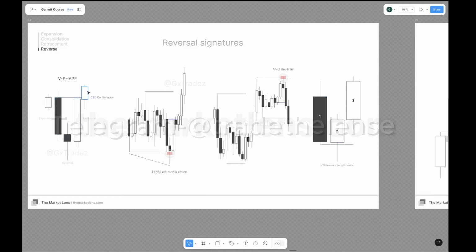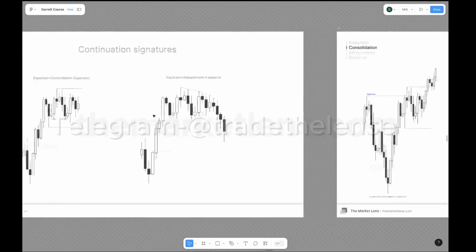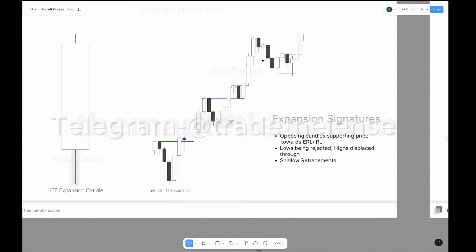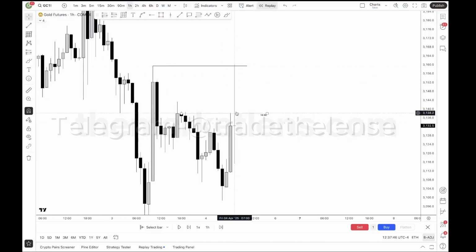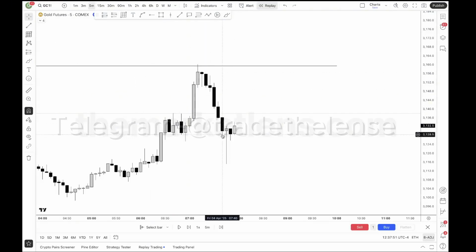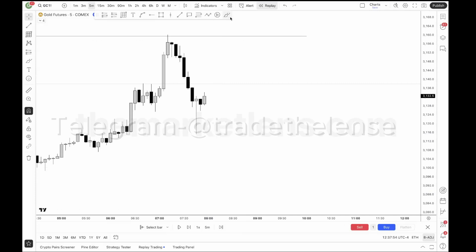Ideally, some sort of expansion method expansion, and you need to see continuation signatures or expansion signatures away from that reversal, right? So shallow retracements, opposing candle supporting price, right? So here we have the initial candle closure, and then we have the expansion method expansion. So when 8:30 comes around and starts to trade away from this high, the fact that it fails to trade higher is a sign for continuation, right? So here's 8:30 right here. You see it just starts to trade away. So this is my entry right here. It's literally the 8:30 candle right here.